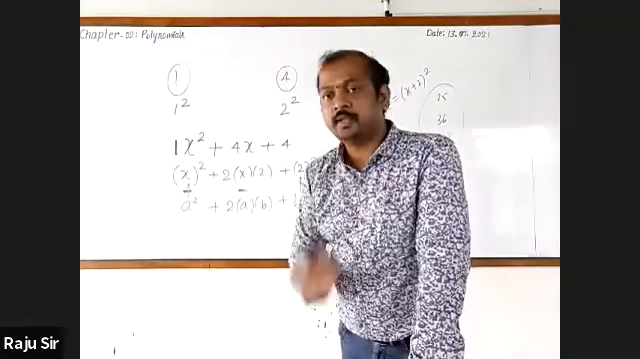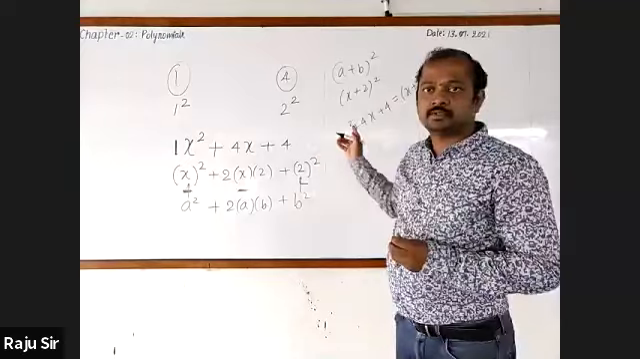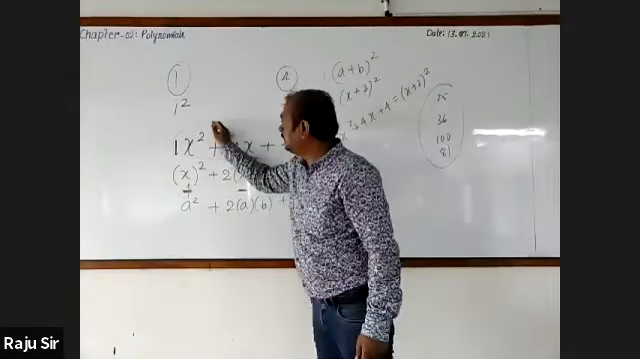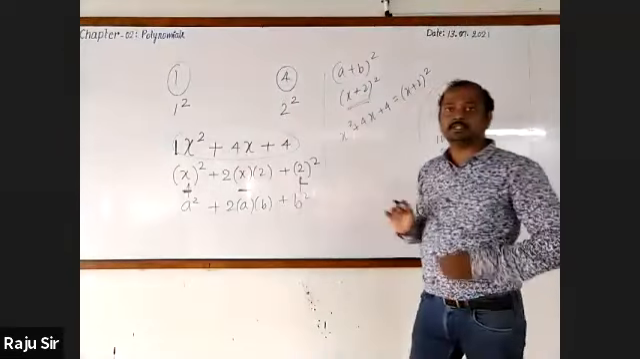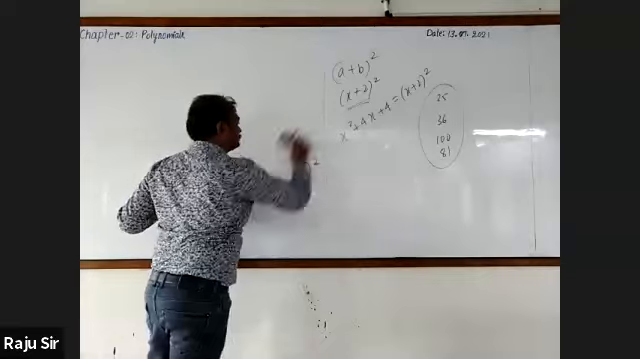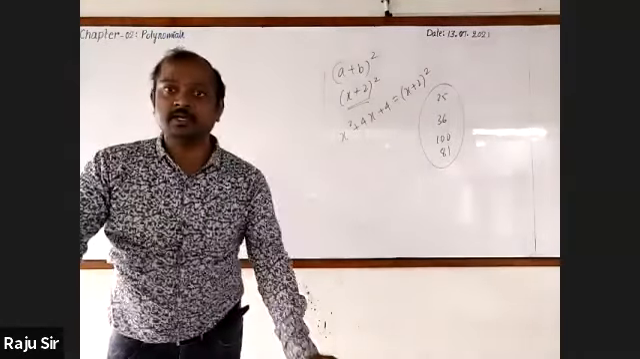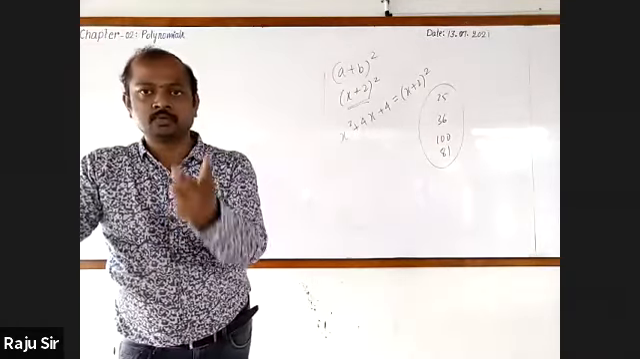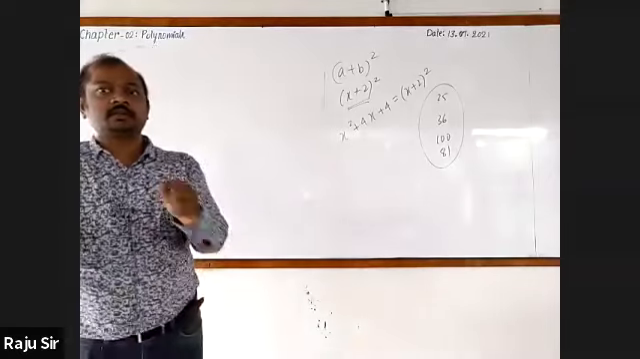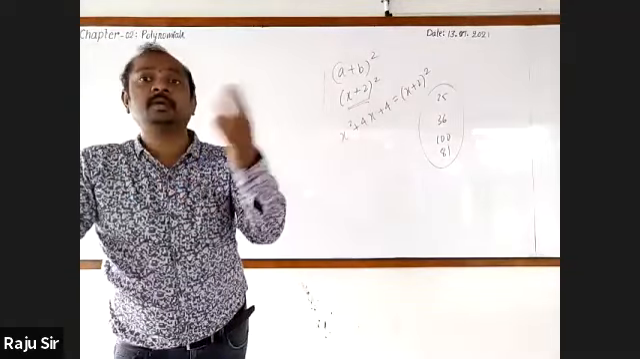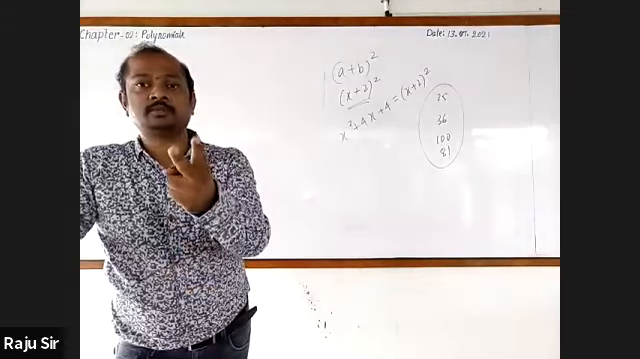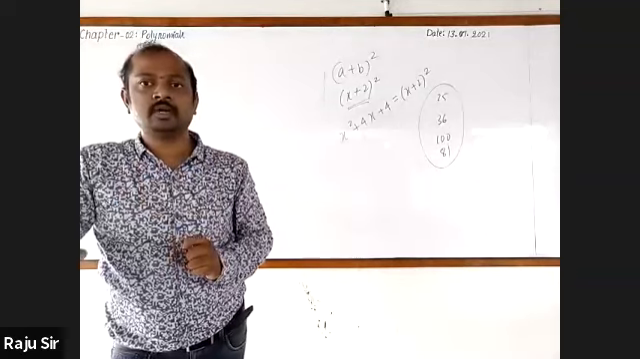Sir, explain once again, sir. Yes, explaining first. Just listen to what I have been telling you. Here, taking one polynomial, it has been factorized by using the identity. We are very familiar with square identities with two terms, cube identities with two terms, square identities with three terms also. Square identity with two terms: a plus b whole square, a minus b whole square. With three terms, a plus b plus c whole square. Cube identities with two terms: a plus b whole cube and a minus b whole cube. Got it? Remember this.